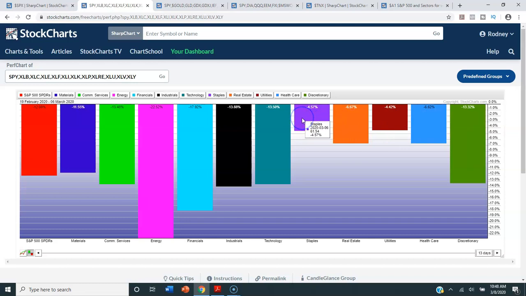But consumer staples, right? This is boring stuff, toilet paper, paper towels, things like that. That's the XLP, P as in Paul, okay? The XLP, again, the ETF is right there. That's down 4.57%, less than half of what the overall S&P 500 is down over the last 13 trading sessions. Again, these have a tendency to be more conservative, more defensive sectors. They pay dividends. They're interest rate sensitive.